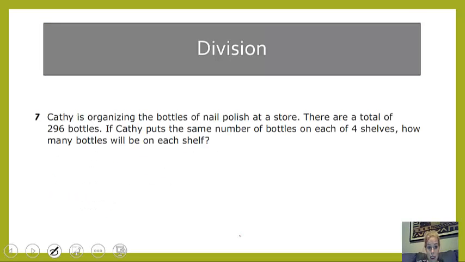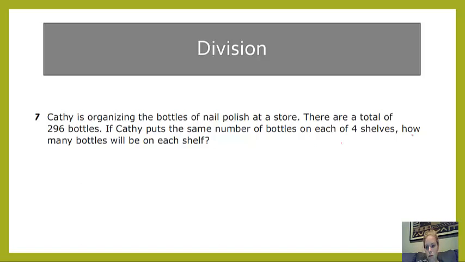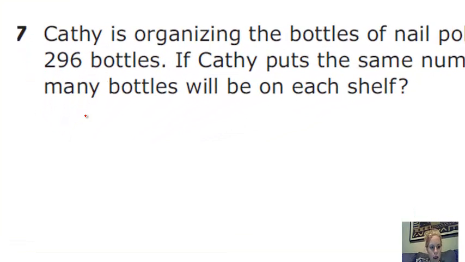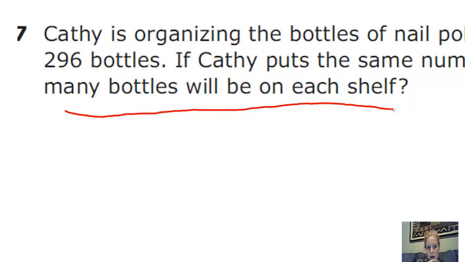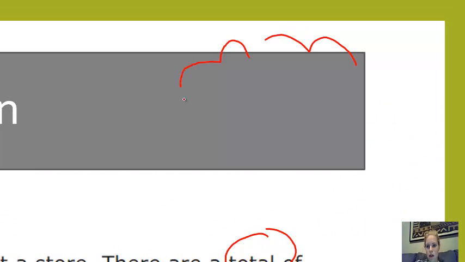Let's make sure I get to the page. Make sure I underline my question. How many bottles will be on each shelf? I'm also going to make sure that I know that I already have my total bottles. So I'm going to imagine that I have this cloud, and in this cloud, there are going to be 296 bottles of nail polish.